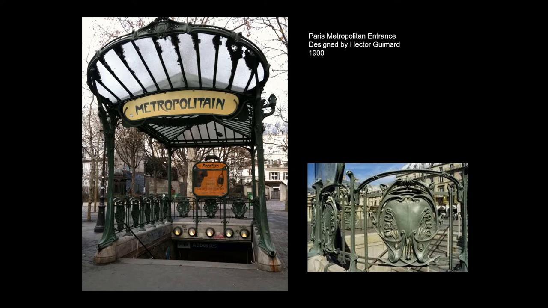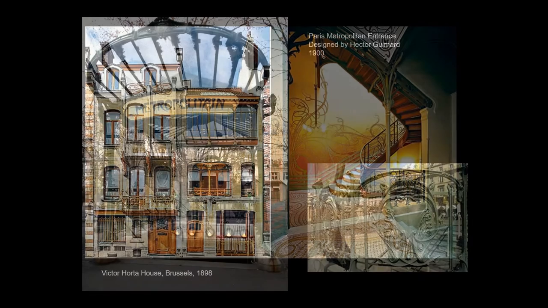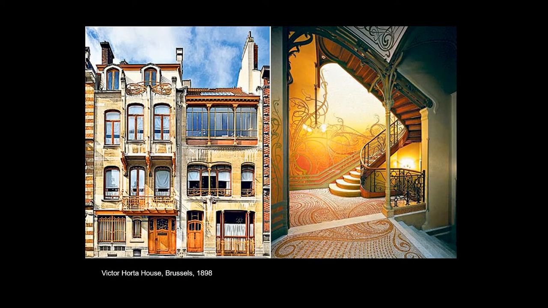Hector Guimard's subway stations are just incredible. Victor Horta redesigned his whole house in this style. And again, you can see the use of new materials. These pillars and supports and the railings are all made out of wrought iron.